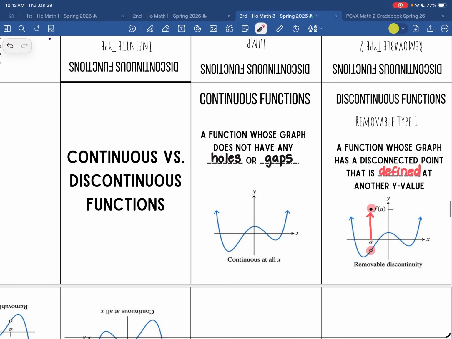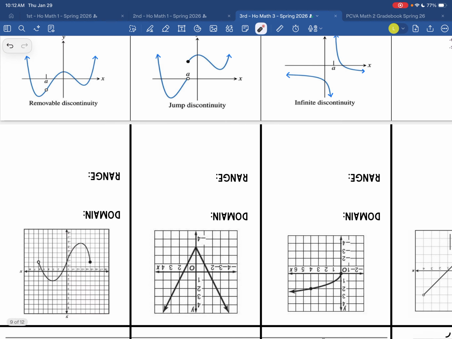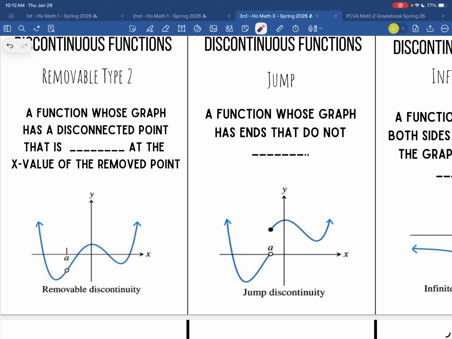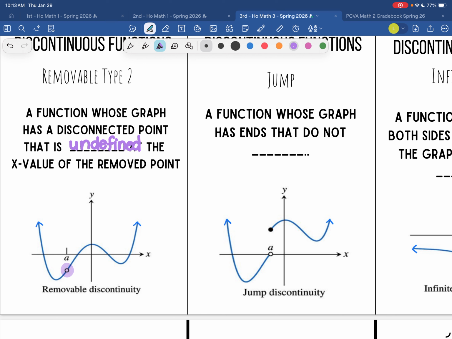Okay, now we also have what we call removable part 2. I call it removable type 2. When you do your assignments, they're probably just going to call both of them removable. Now, the removable type 2 is because I still have a missing hole. Okay, so I have a pothole, but the function where it is disconnected is undefined at that x value, which basically means that at that x value, there is no other x value above it or below it that fills it in. So that x value is just not included.